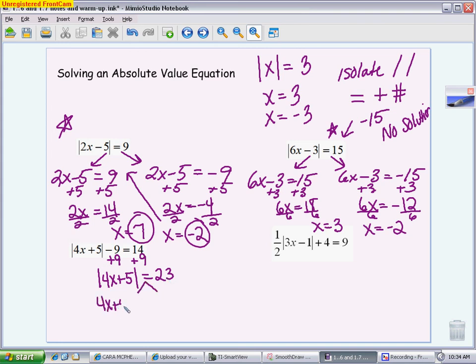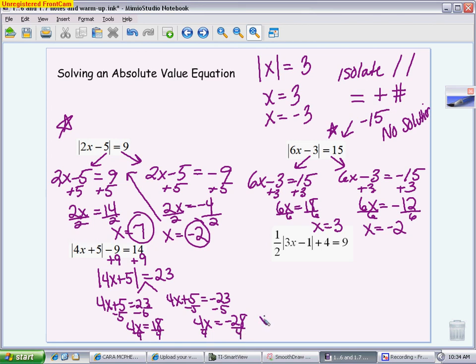4x plus 5 equals 23. 4x plus 5 equals negative 23. Subtract 5. So we have 4x equals 18. Subtract 5. 4x equals negative 28. We get two answers. I'm a little low on my screen here, so I'm just going to try to put it in here in very small print.